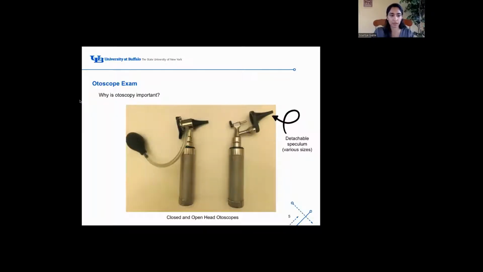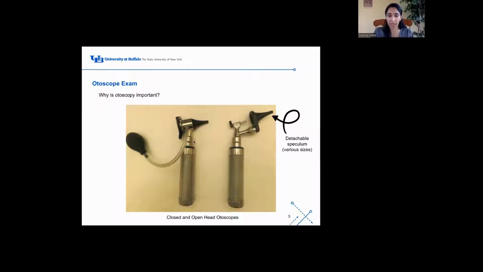Okay. So first of all, why is otoscopy important? Just as we examine the external ear for scars, wounds, signs of inflammation, or really anything else that could be going wrong with the ear, we also need to assess the health of the rest of the ear, including the middle ear. And the best way to do this is by using an otoscope.